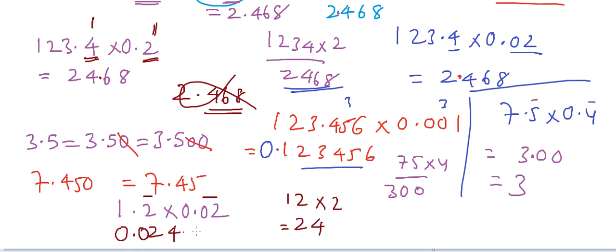If a point is placed just before 2, then it becomes 0.24, but it has only 2 decimal places, but we are supposed to have 3 decimal places, isn't it? So the first number has 1 decimal place, the second one 2 decimal places. So totally the result is supposed to have 3 decimal places. Therefore this is the correct answer. Hope it's clear to you.